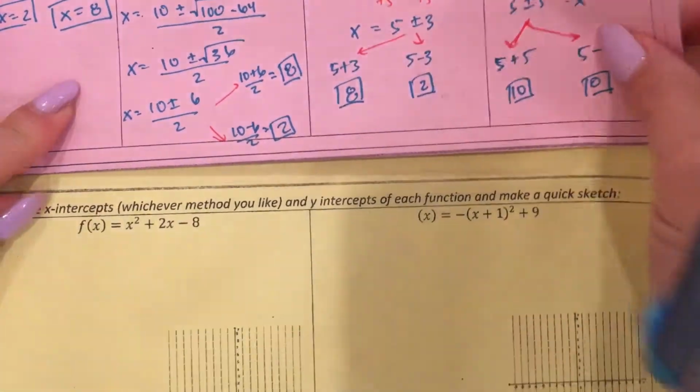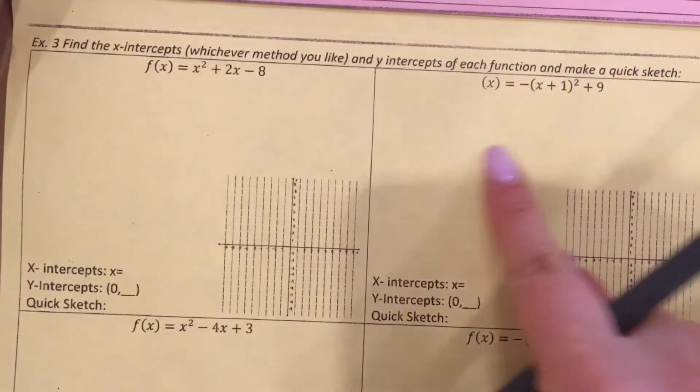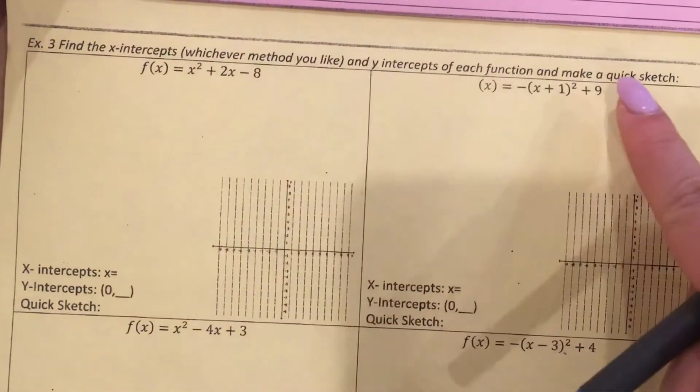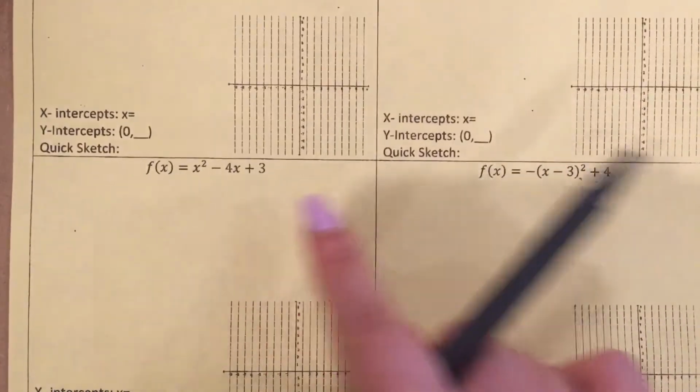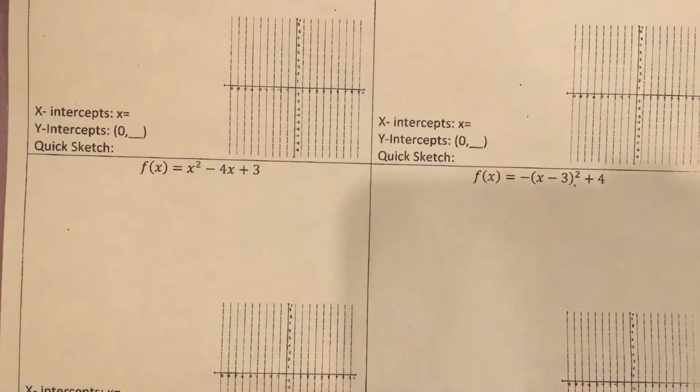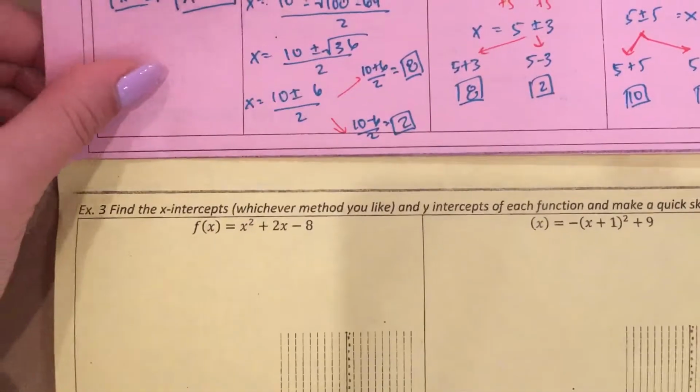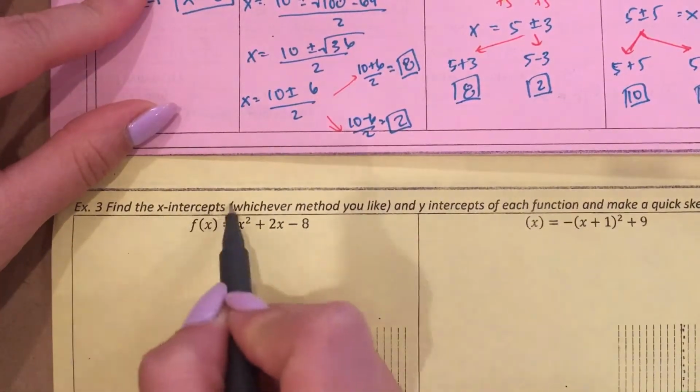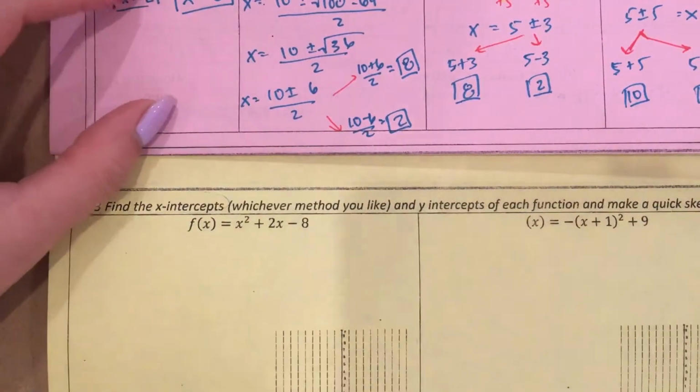Okay, final problems of the whole foldable. I'm going to go over these first two, one standard form and then one vertex form, and then you guys can go ahead and try these two and get your stamp for this section. Okay, so we're going to go ahead and find the x-intercepts and the y-intercepts of each function and then just make a quick sketch.